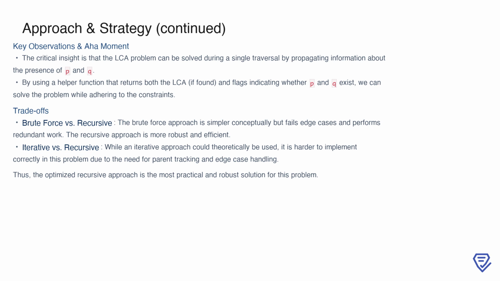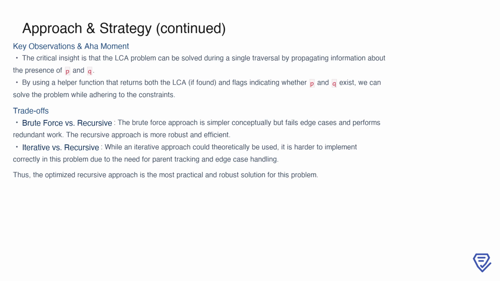Now, comparing the trade-offs between approaches, the brute force method may be simpler in concept, but it fails to handle edge cases and performs unnecessary work by traversing the tree multiple times. On the other hand, while an iterative solution might be possible, it introduces significant complexity due to the need for parent tracking and handling edge cases manually. This makes the recursive approach the most practical and robust choice for this problem. By leveraging its ability to validate node presence while finding the LCA, we achieve a solution that is both efficient and reliable.